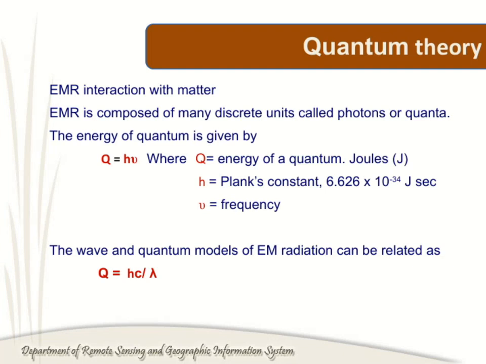Let's talk about how electromagnetic radiation interacts with matter. EMR isn't just a continuous wave. It's actually made up of many tiny units called photons or quanta. These photons are like discrete packets of energy.